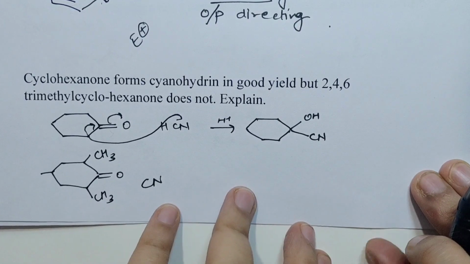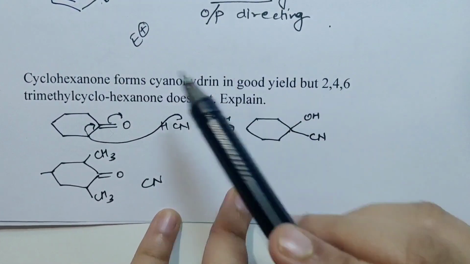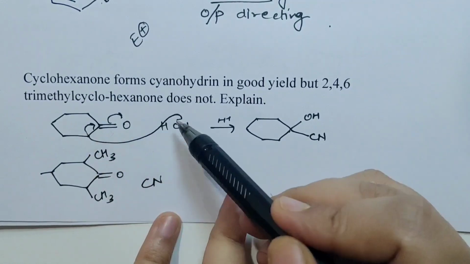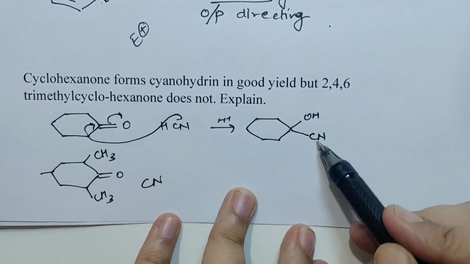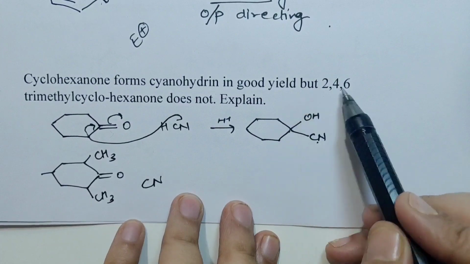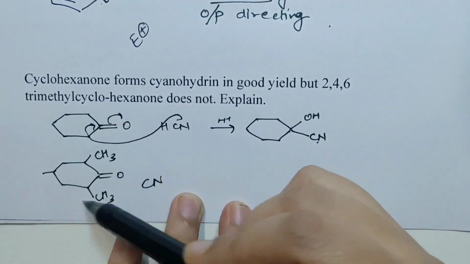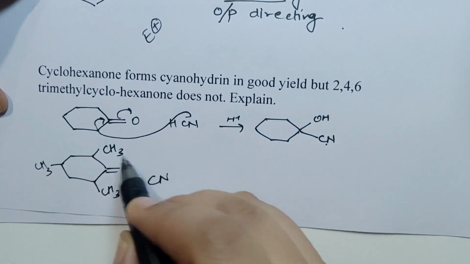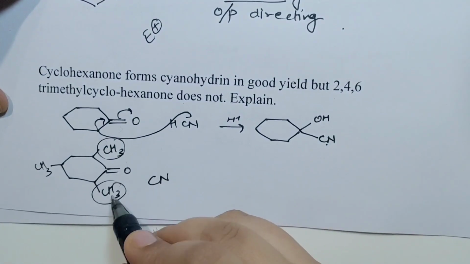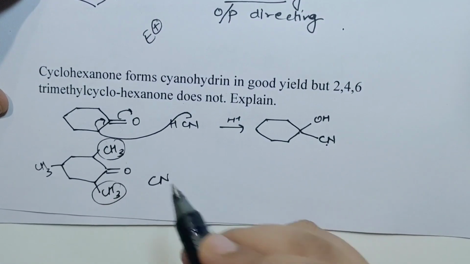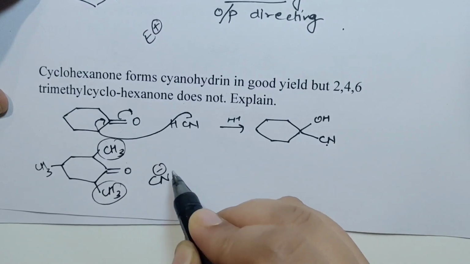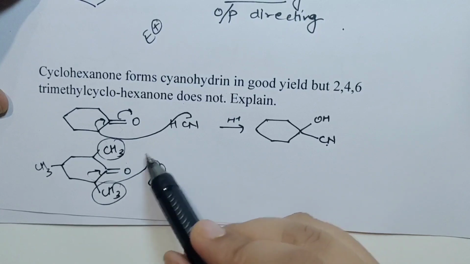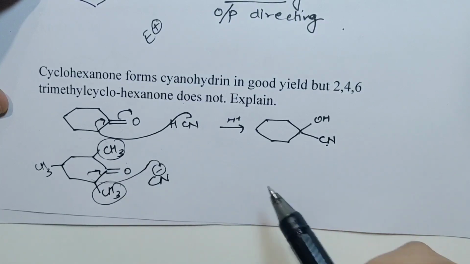Cyclohexanone forms cyanohydrin in good yield, but 2,4,6-trimethylcyclohexanone does not. So this is a cyclohexanone. The cyanide attacks here and forms cyanohydrin, but 2,4,6-trimethylcyclohexanone looks like this, which means that there are bulky groups present near the carbonyl carbon, and therefore your nucleophile would not be able to approach, and therefore the reaction doesn't proceed.